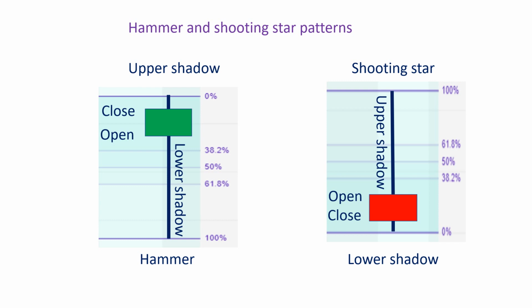Put the Fibonacci retracement from the low to high of the hammer. If the body of the hammer is totally above the 38.2%, it is considered a valid hammer. Put the Fibonacci from the high to low of the shooting star. If the body of the shooting star is totally below the 38.2%, then it is a valid shooting star, as shown in the graph.